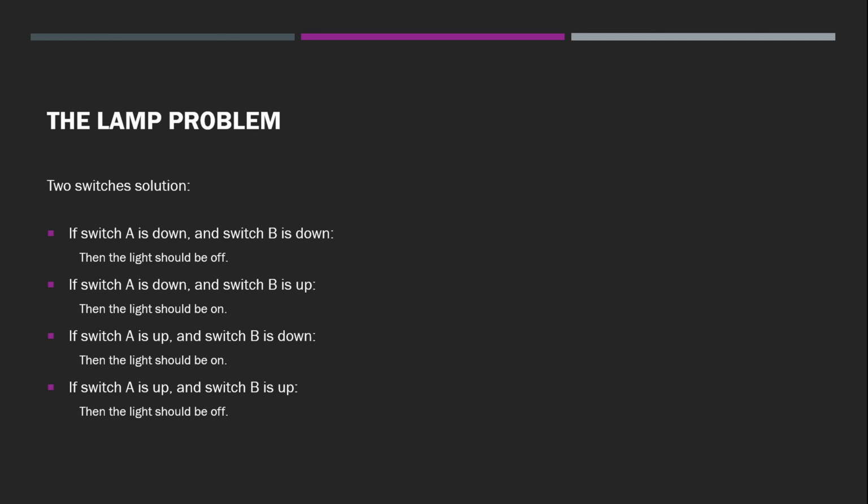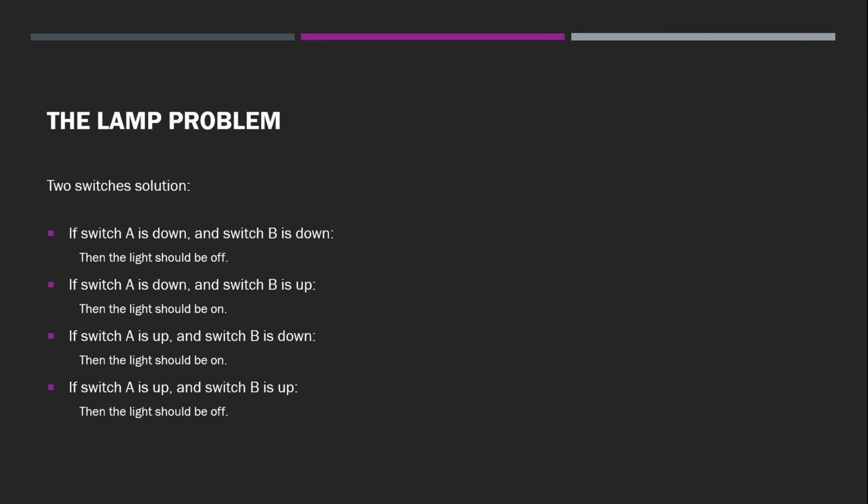In fact, this is exactly how the lights in my living room work, and here's the pseudocode that I wrote to describe their behavior. If switch A is down and switch B is down, then the light should be off. If switch A is down and switch B is up, then the light should be on. If switch A is up and switch B is down, then the light should be on. If switch A is up and switch B is up, then the light should be off.